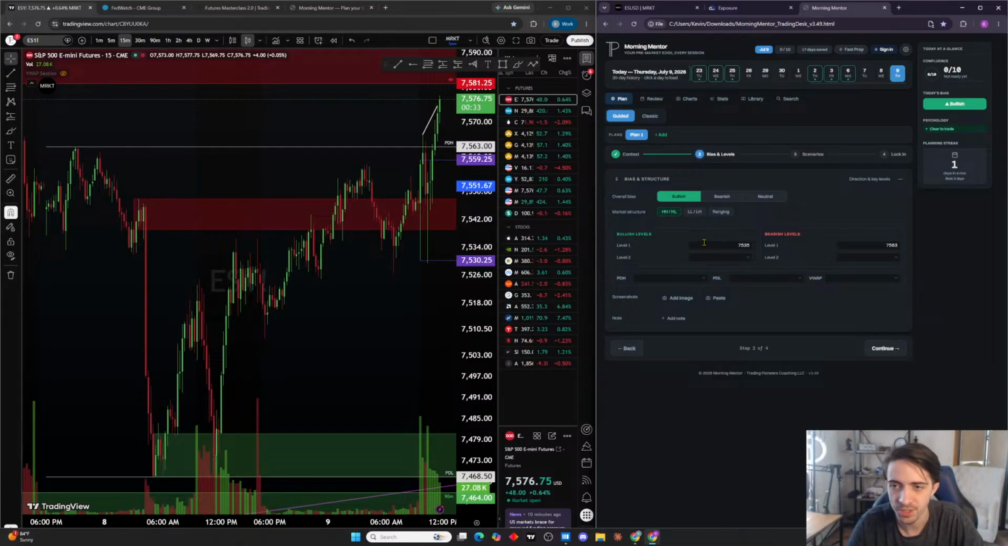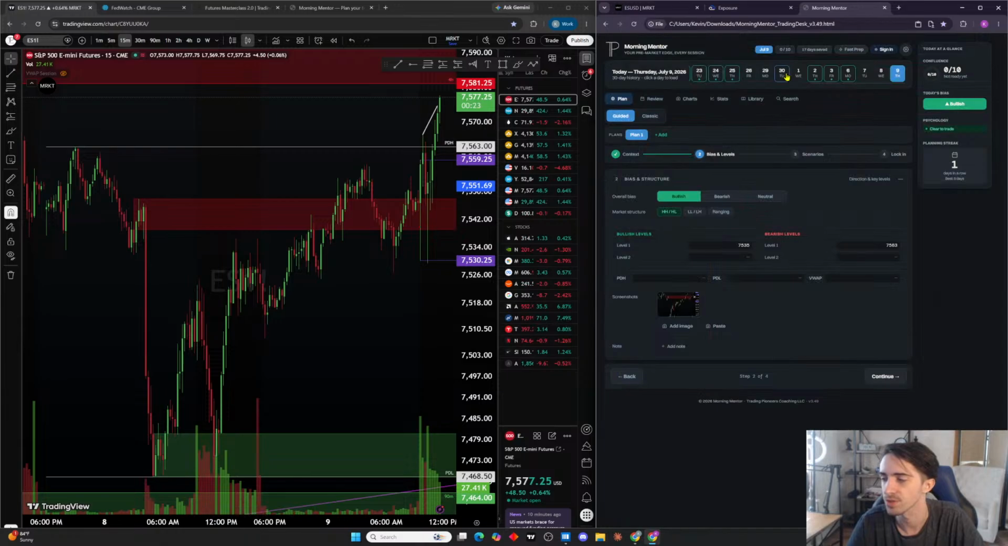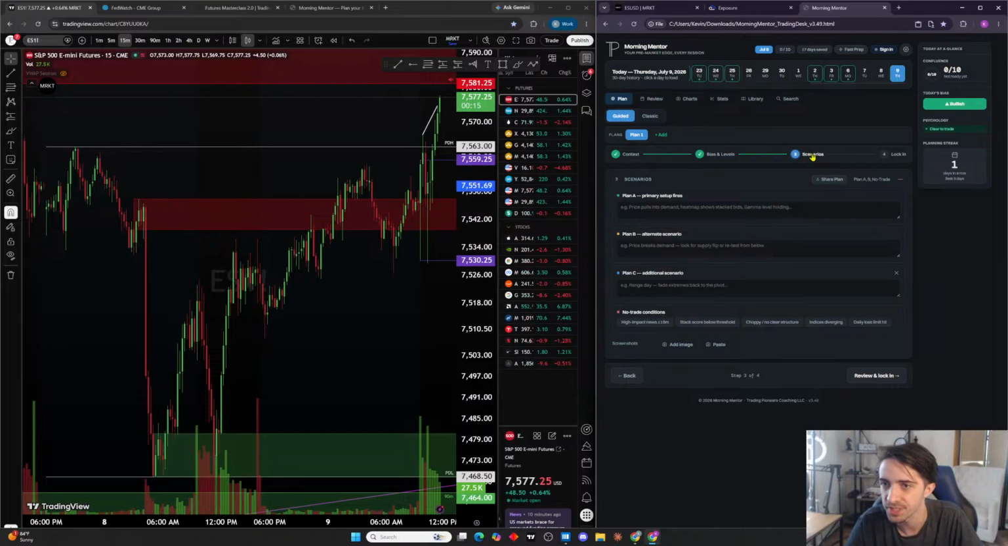So that was our bullish level. We have our bearish level, and you could add a screenshot. You grab your screenshot over here, you hit paste, allow, and now it pasted your screenshot for you. So when you go back, you journal it again, you review your day, you have your screenshots there. It's that easy. Now you go to scenarios.